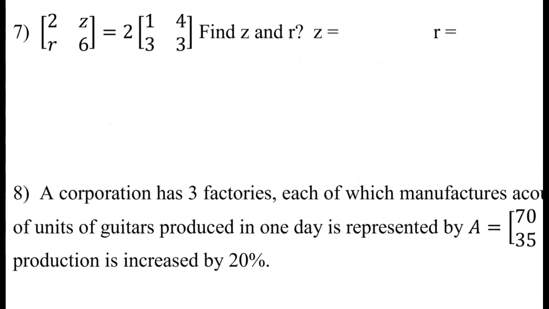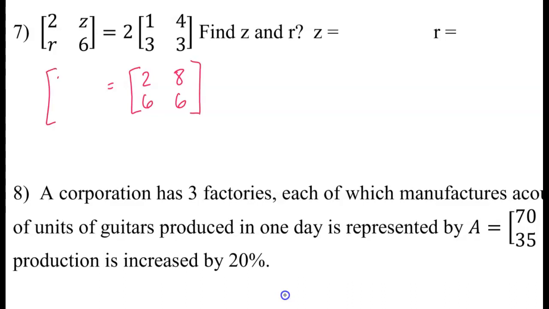So now, really quickly, here they're having us solve for variables inside of a matrix. Clearly here we can see we have a single matrix set equal to a scalar times the matrix. So in order to know what those variables are, we need to first distribute the scalar into my matrix. So I'm going to do 2 times 1 and get 2, 2 times 4, 2 times 3, and 2 times 3.